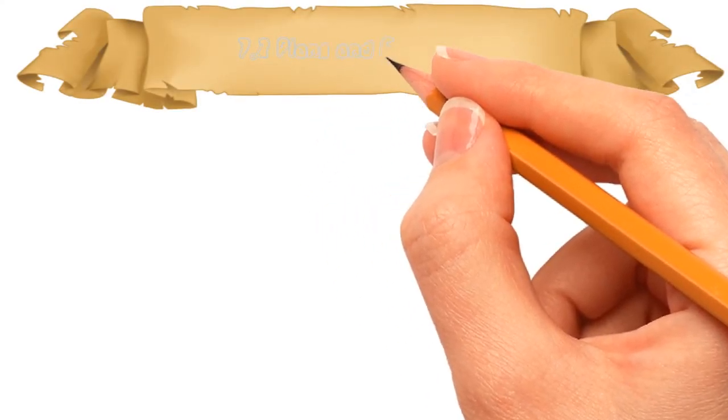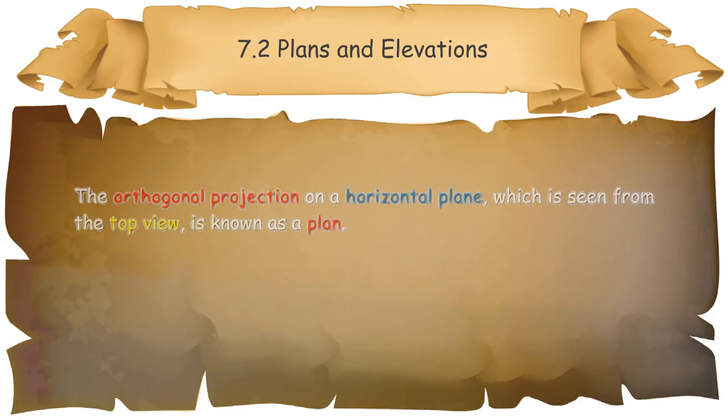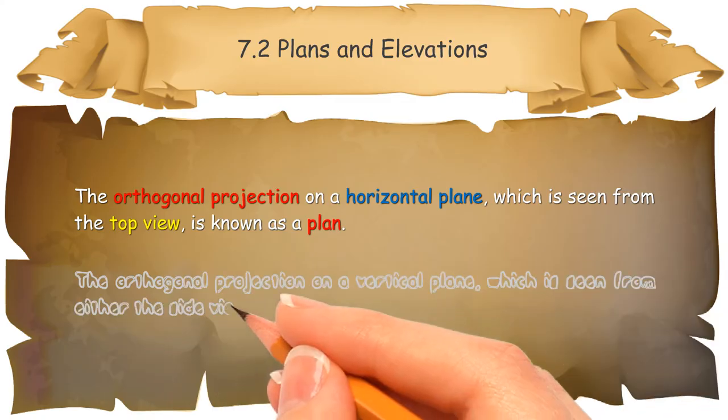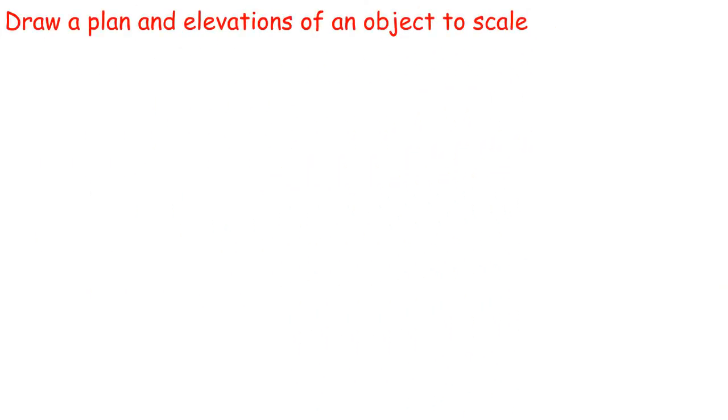7.2 Plans and elevations. The orthogonal projection on a horizontal plane, which is seen from the top view, is known as a plan. The orthogonal projection on a vertical plane, which is seen from either the side view or the front view, is known as elevations. Draw a plan and elevations of an object to scale.